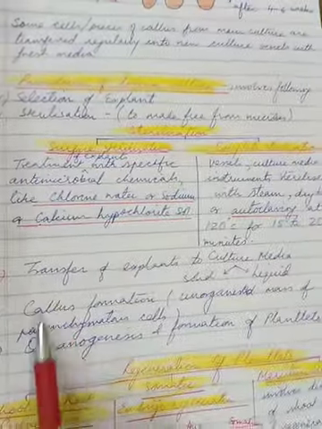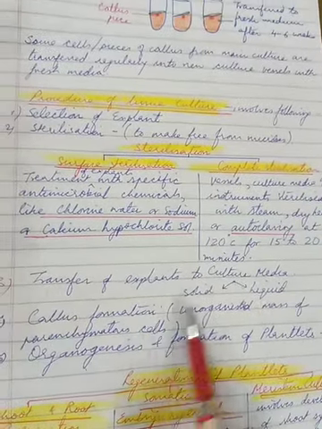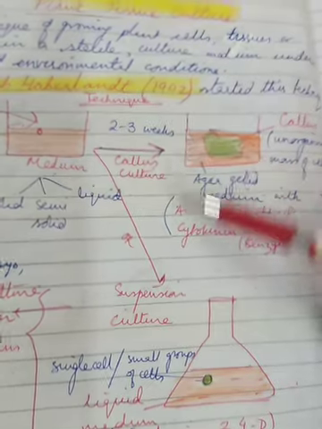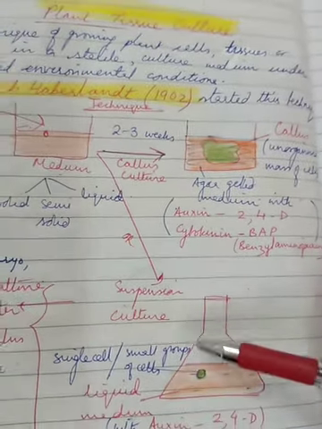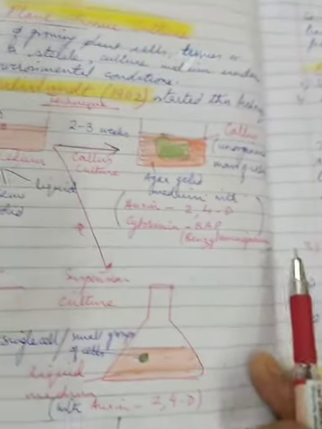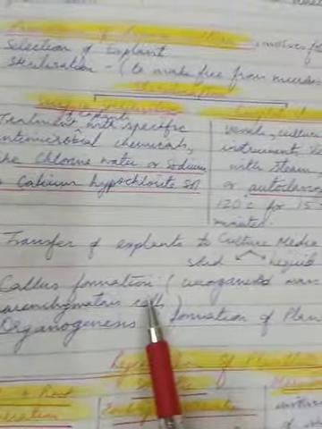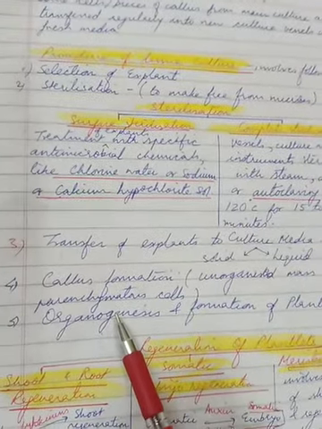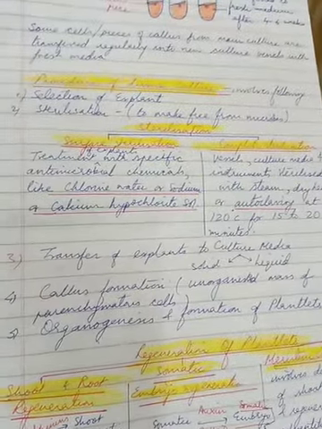The third step is transfer of explant to the culture medium. This is what I told you. This could be of any choice: solid, semi-solid or liquid culture. But remember, liquid culture has more advantages. The fourth is callus formation, which is an unorganized mass of parenchymatous cells. And the fifth is organogenesis, that means formation of various organs and plantlets.